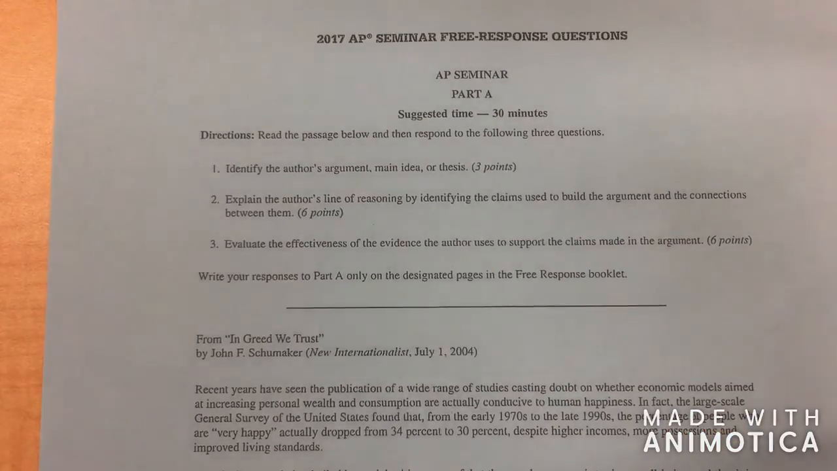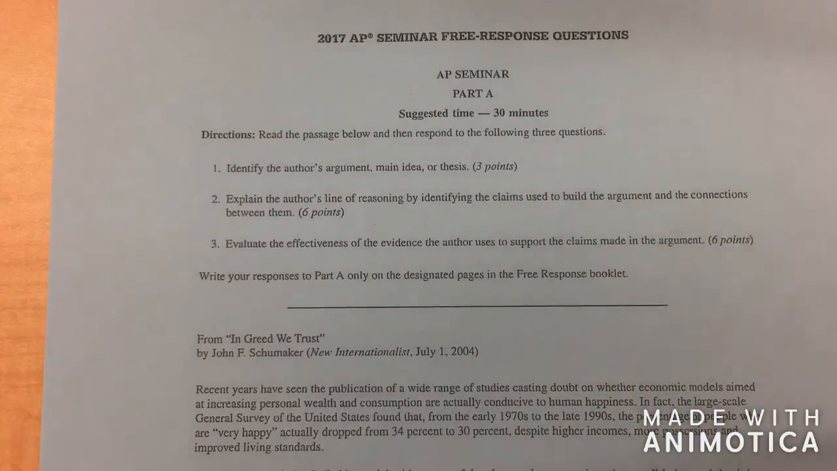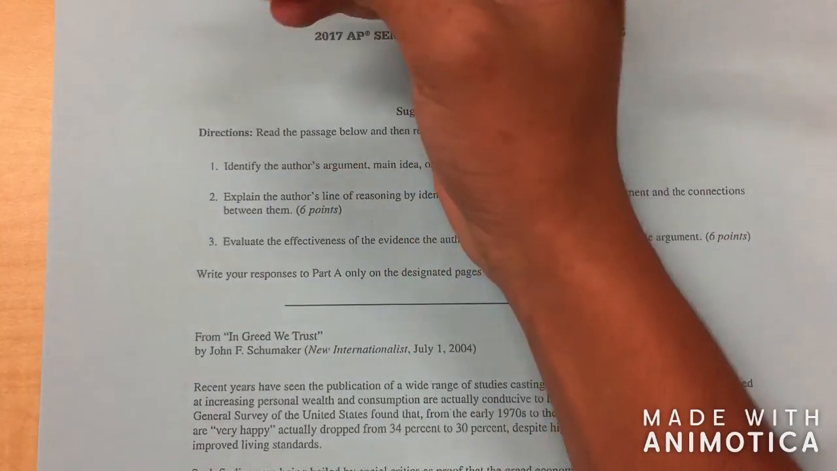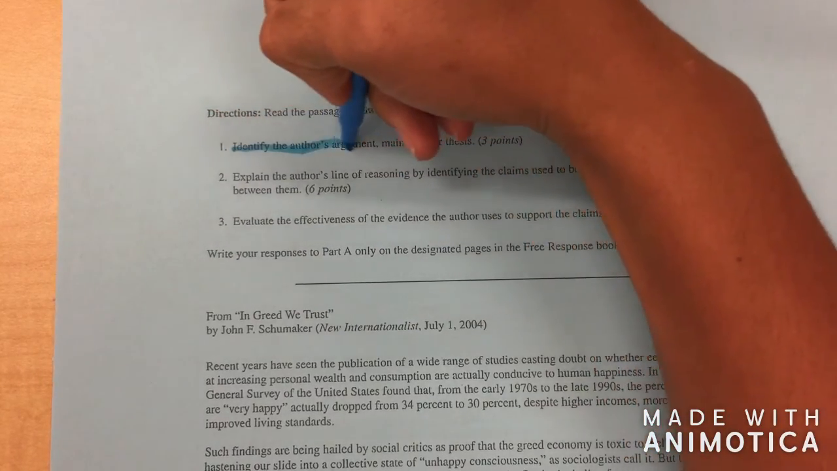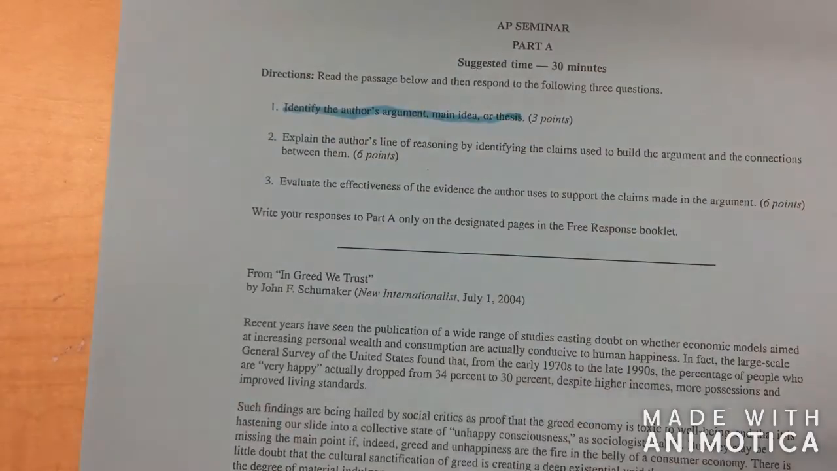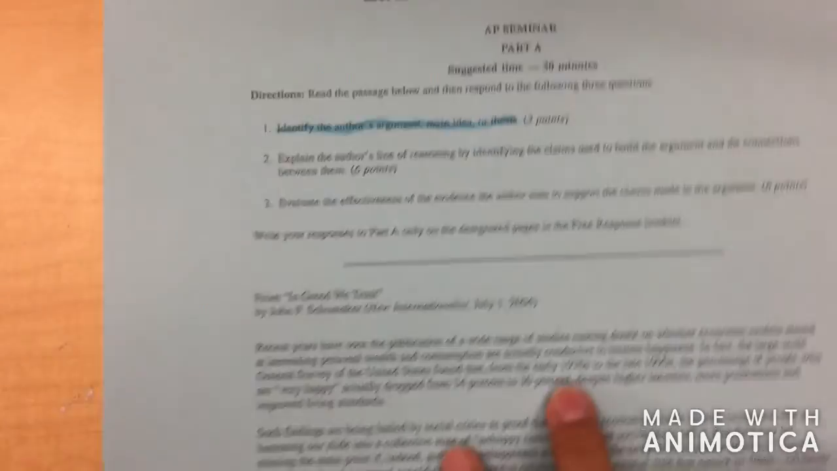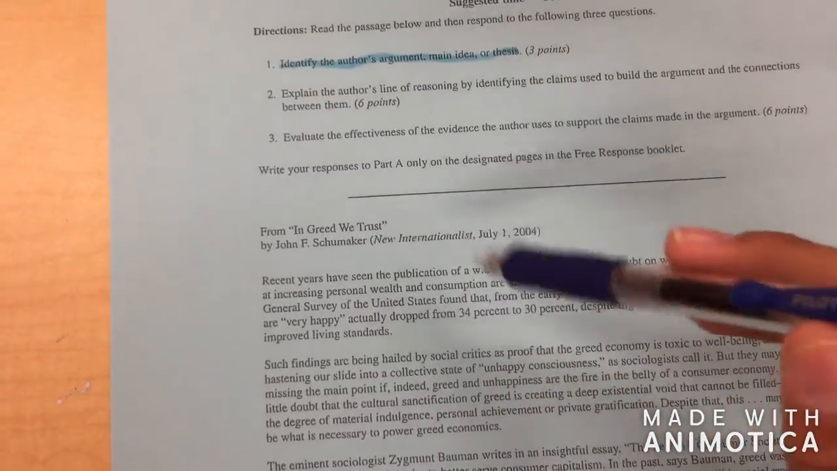Okay, for this video, we're going to show you how to annotate EOC Part A. We're going to start with question 1, which is the author's main thesis. In most cases, you would find the main thesis in the first paragraph or in the last paragraph. Sometimes it's in the title.